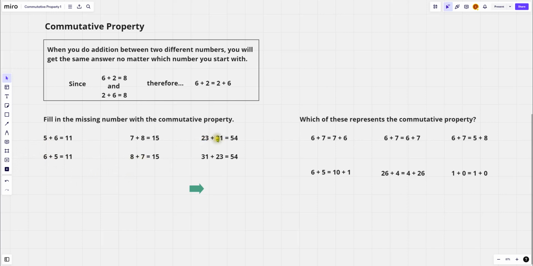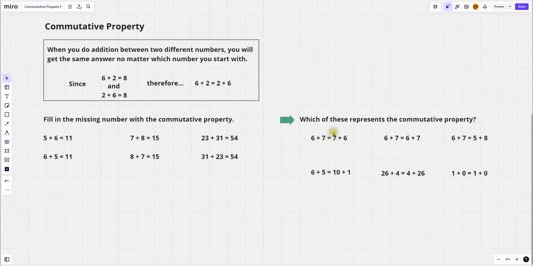Or as we saw here with some bigger numbers, if you know 23 plus 31 is 54, then you already know 31 plus 23 is 54. Okay, so that's what you might have to do in your worksheet. Another exercise you might have to do looks like this. Which of these represents the commutative property? And here we have our numbers.